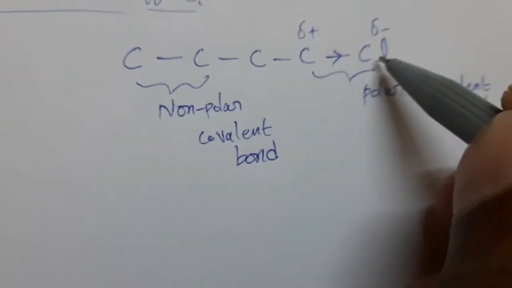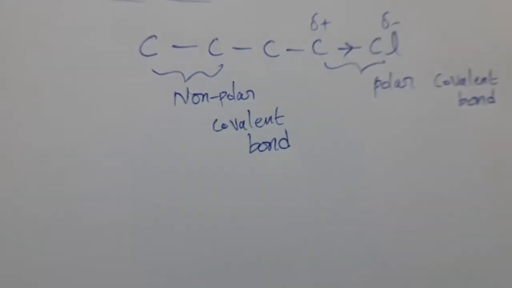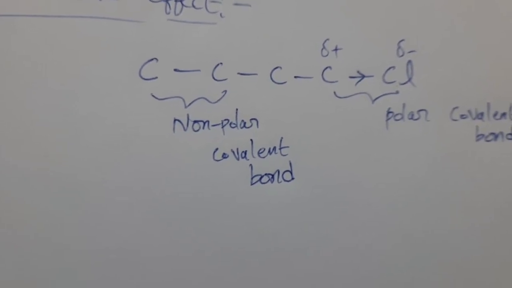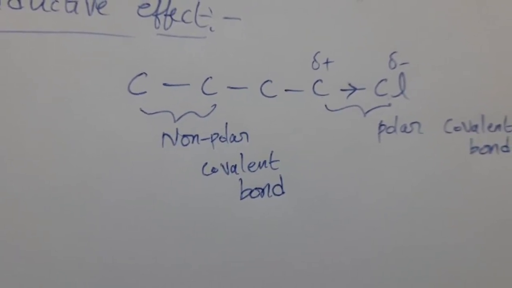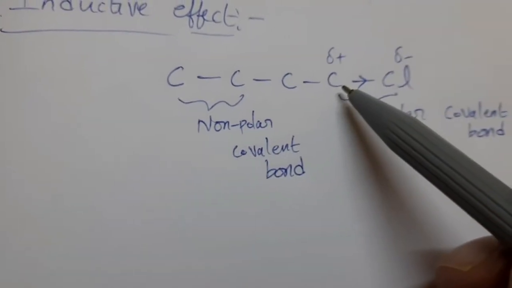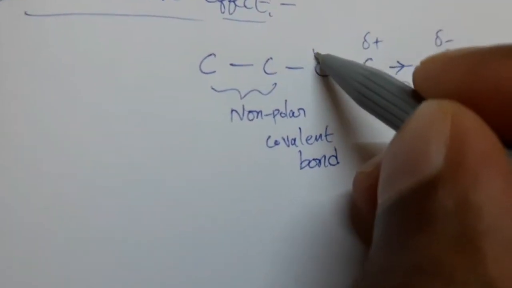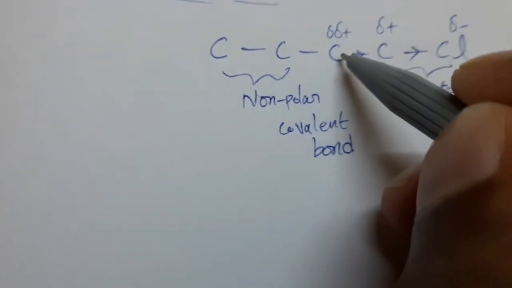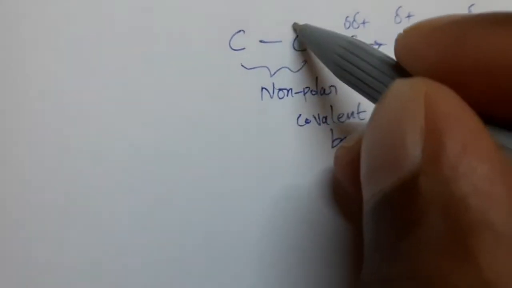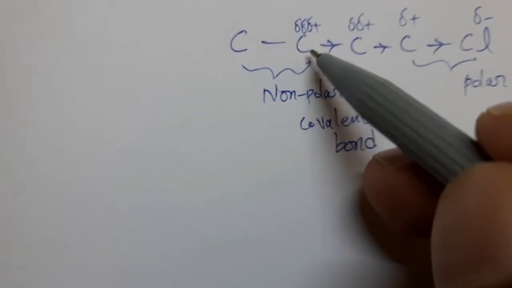Now, due to the higher electronegativity of chlorine, the bonding electrons, that means the sigma bonded electrons, are closer to the chlorine. A partial negative charge on the chlorine atom, then a partial positive charge on the carbon atom are developed. Now, this positively charged carbon atom attracts sigma bonded electrons from the adjacent carbon atom. Then a partial positive charge is developed on this carbon atom. This carbon atom attracts sigma bonded electrons from the adjacent carbon atom, then a partial positive charge is developed on this carbon.